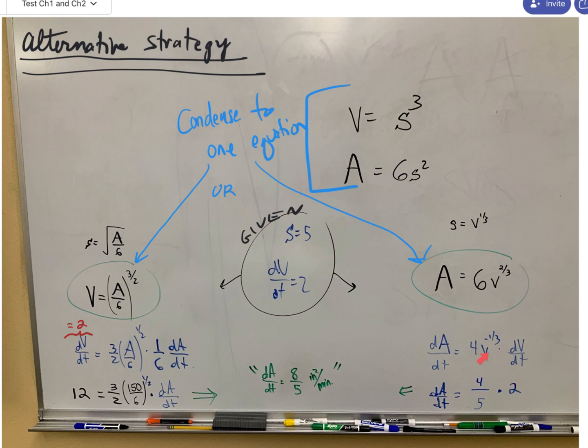and if the side is 5, then the volume is 5 cubed, or 125. So 125 to the negative 1/3 is 125 to the 1/3 in the bottom, which is 5. So we get 4 over 5 times 2, which is also 8/5. So this was another way of doing the problem, in case anybody tried it that way.